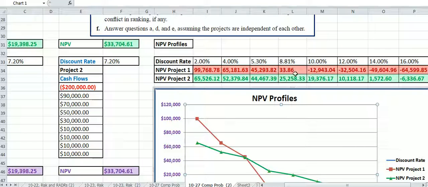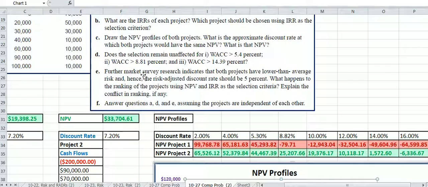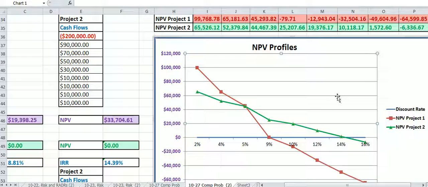Project 1 is just barely, you have a net present value of $33.86. If we go higher than that by just a little bit, if we go to 8.82, we can see that it goes negative. So that's the significance of the weighted average cost being greater than 8.81%. And what about greater than 14.39%? Well, we can also see that on our graph. That's where project 1 goes negative.